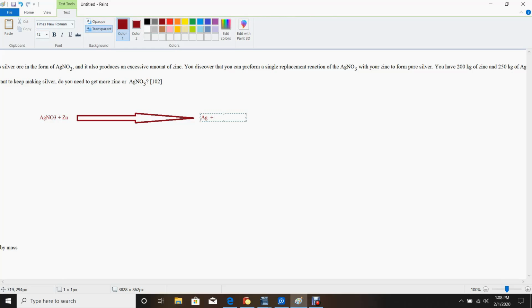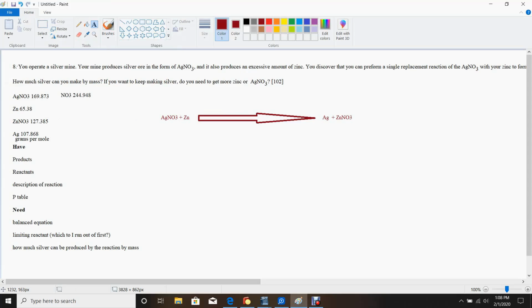So it's a single replacement reaction. I've got Ag already. It must be that the zinc is replacing the silver. So my products are going to be silver and ZnNO3. So there we go. We have got the start of our equation. Now we need to think about how to balance it.